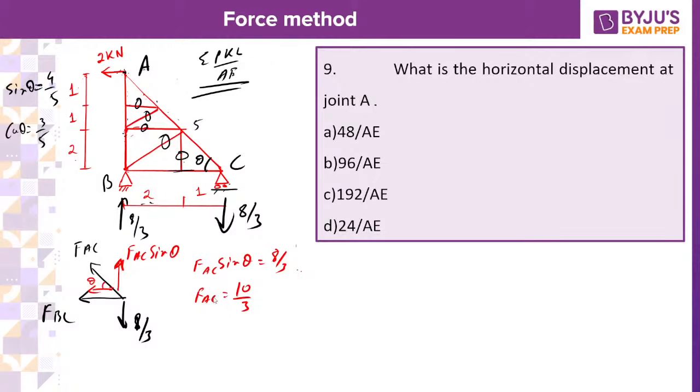Once you get F of AC, you simply write the summation of horizontal forces equal to 0. That means F of BC plus F of AC cos theta equals 0, which gives F of BC equals minus F of AC, already 10 by 3, times cos theta, which is 3 by 5, isn't it? So 3 by 5 times 10 by 3 will give minus 2.